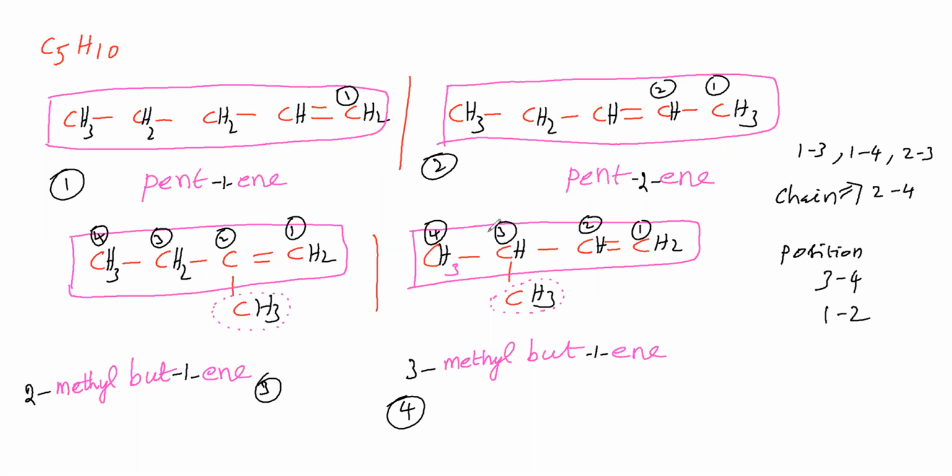Sir, can we write any more isomers for this compound? Are any more isomers possible for this compound or not? Yes, possible. What? This double bond we can write here. That is one possibility, sir. Okay, so we will write this double bond here now.